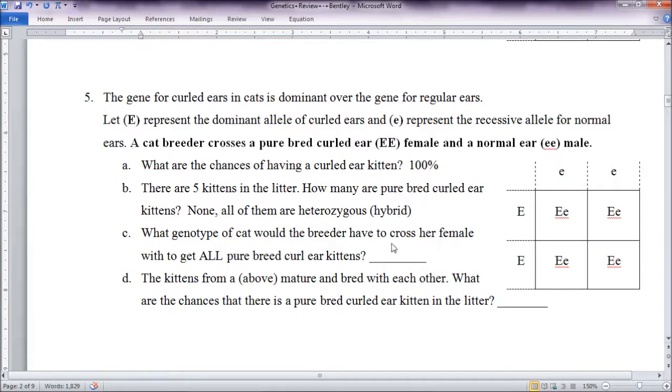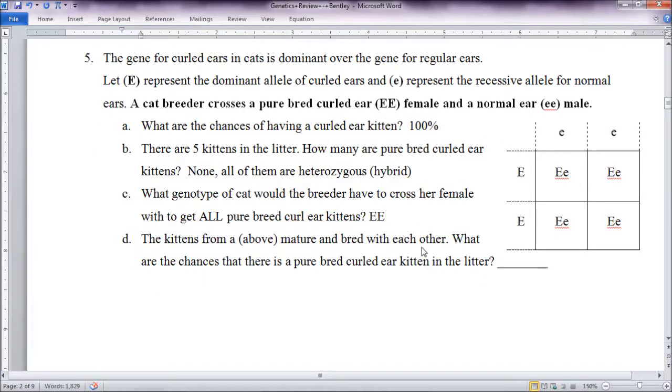So what genotype would the cat breeder have to cross her female with, which was the 2 capital E, to get all purebred curled-eared kittens? Well, she would need to breed with 2 capital E's. So one just like her, and that's how you can keep the genes pure. That's why that whole purebred thing.